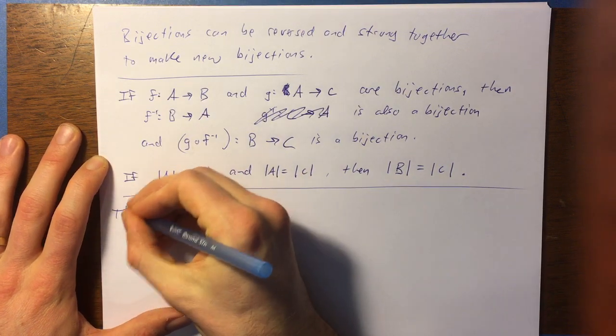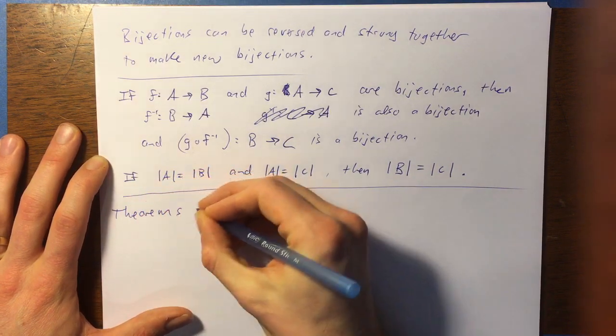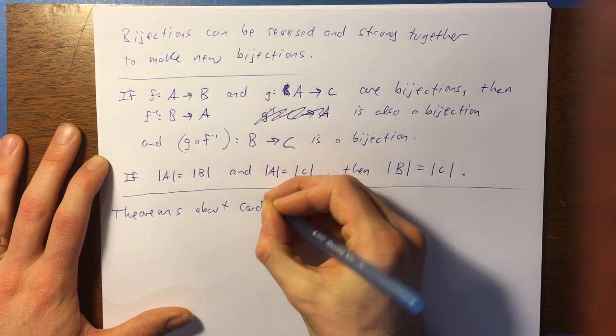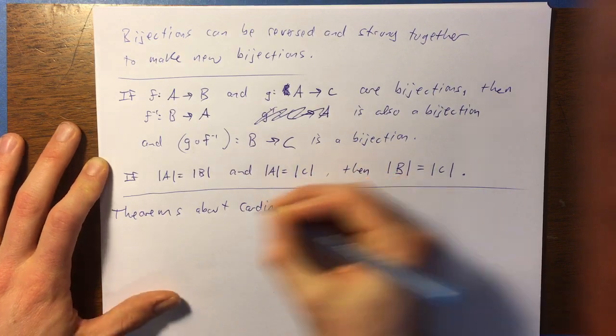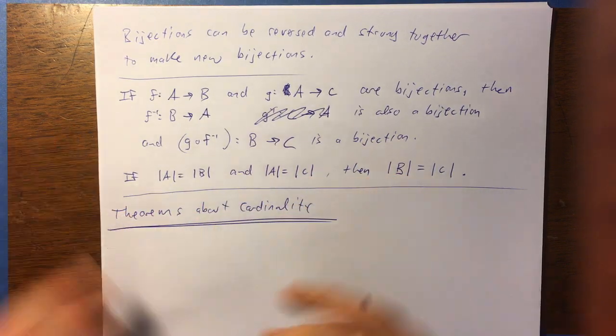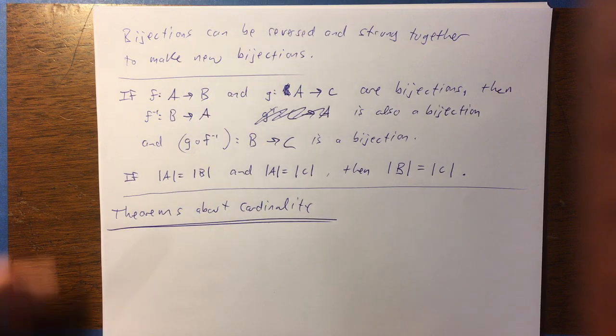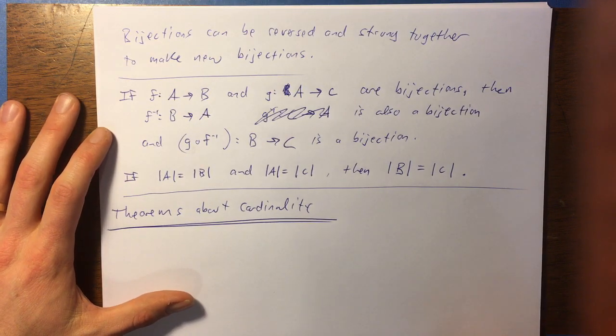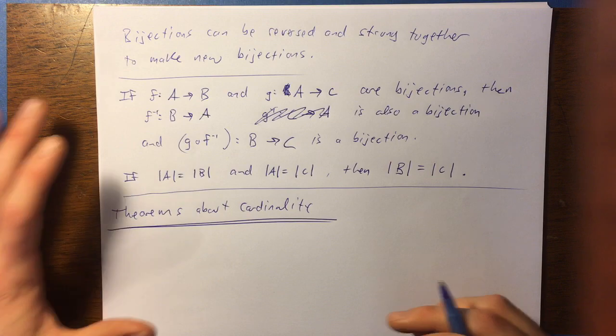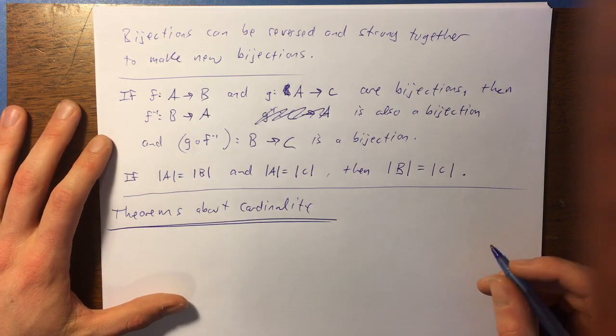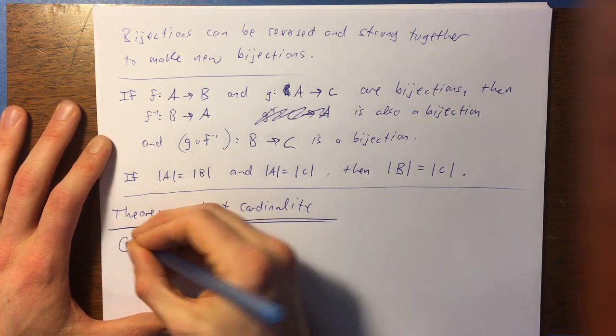So with that, I next want to go over a couple of theorems about cardinality that are just very general theorems that give us some pieces to work with, and it can make proving some things a little easier if we rely on these theorems. So let's start with this.